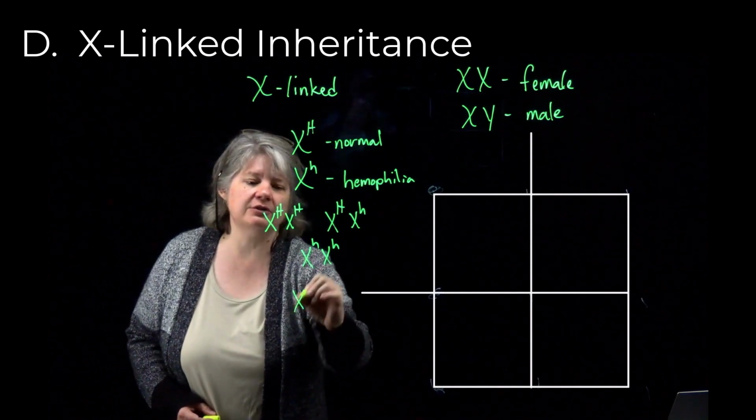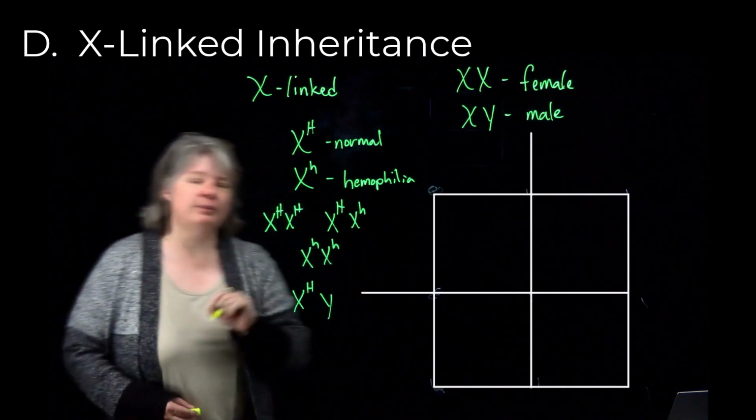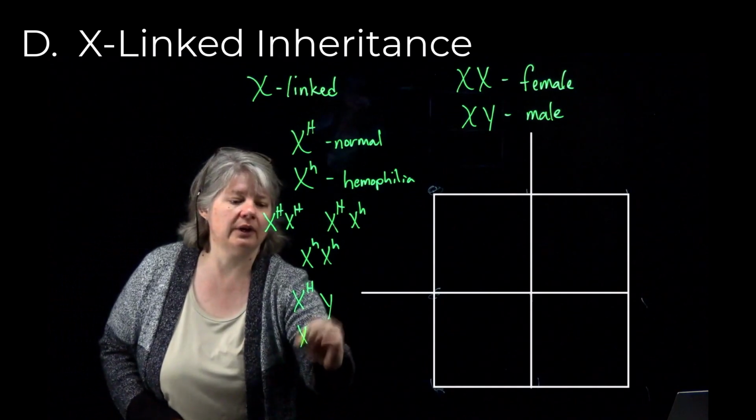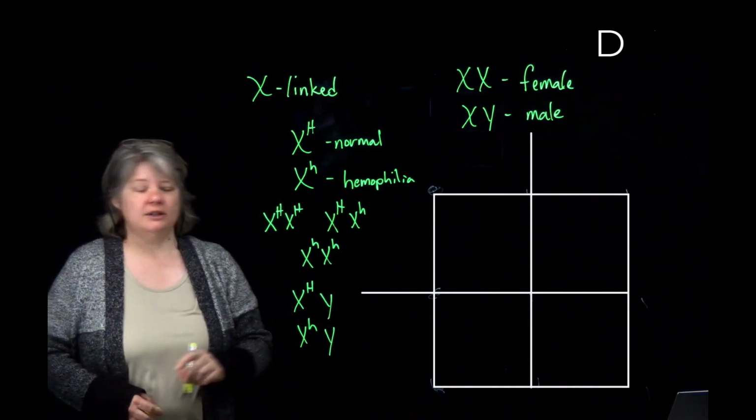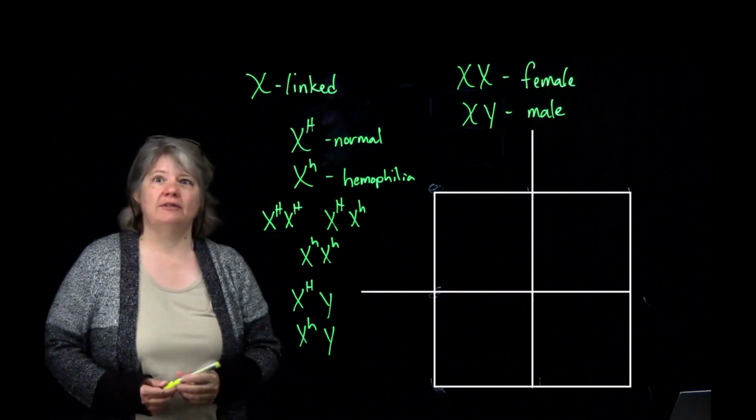And then for males, there's only 2 possibilities. They can either be X big H Y or X little h Y. If they have the big H, they'll have normal blood clotting. If they have the little h, they'll have hemophilia.